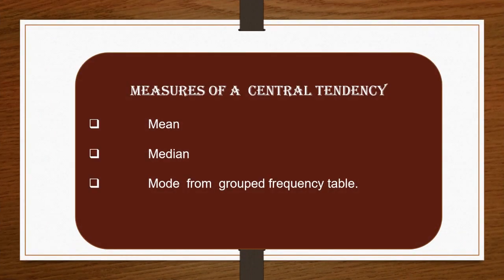Now, we will be learning about the measures of central tendency, namely mean, median, and mode, from a grouped frequency table. Last year, we learned the measures of central tendency, namely mean, median, and mode, for ungrouped data.